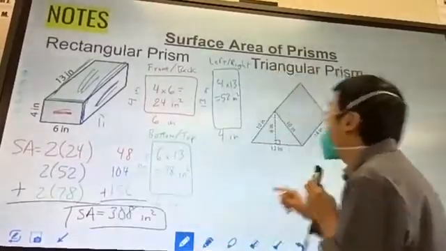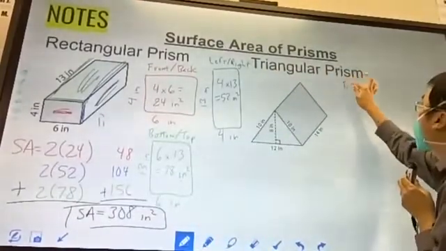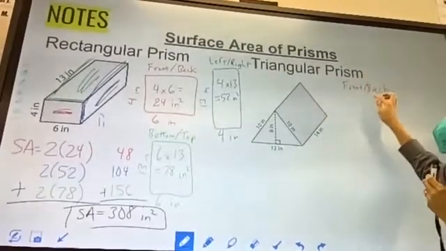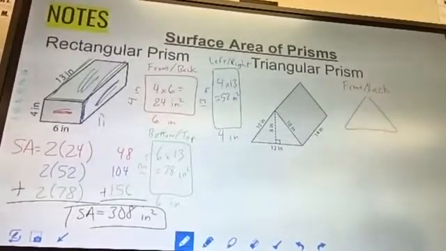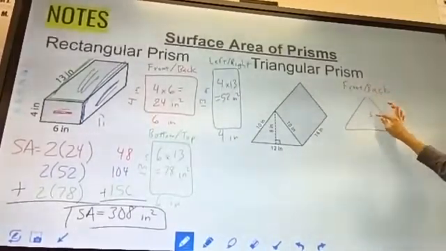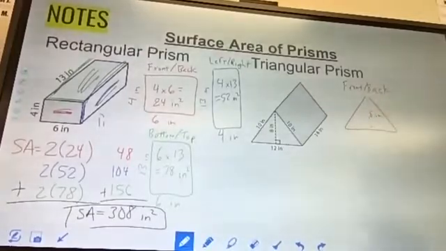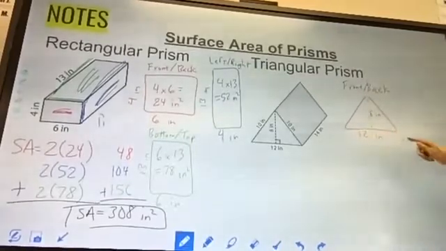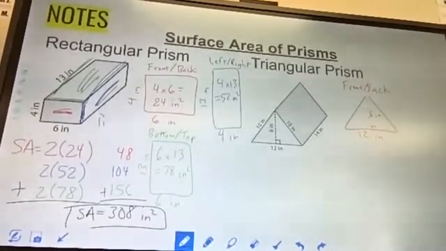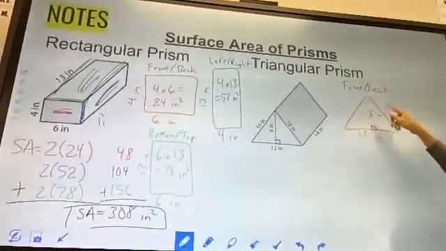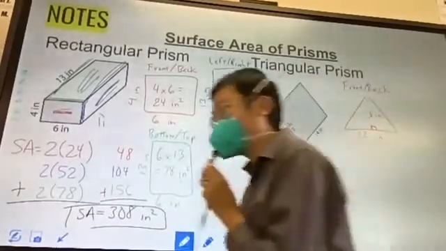So let's start off with the front and back. I'm gonna draw the triangle. I know 8 inches is our height, so that's the number we care about. And we also care about the base, which is 12 inches. We do not need the 10 inches. Always focus on base and height. And if you're not sure where the base and height are, look for where the right angle is. It tells you where the base and height are, where it forms a 90-degree angle.